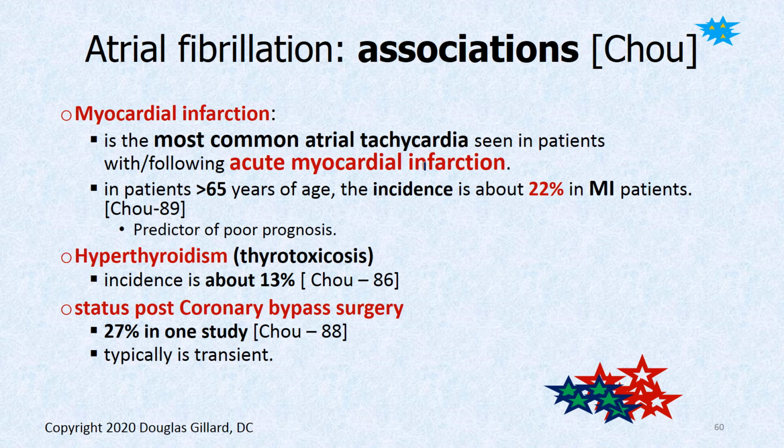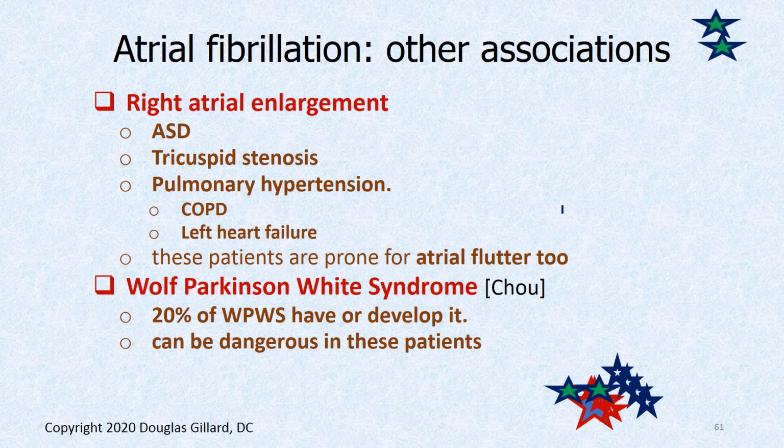Other things that can set off atrial fibrillation, if you've just had a heart attack, you have a greater chance of having atrial fib. In fact, of patients over 65, the incidence of a subsequent atrial fib attack is 22%. And that's usually not a good prognosis for the future. Hyperthyroidism, about 13% of people who come down with hyperthyroidism get concomitant atrial fibrillation. And status post-coronary bypass surgery, 27% in one study. Usually they're transient and they may go away, but just the stress of putting the heart through that, stopping the heart, sometimes sets it off.